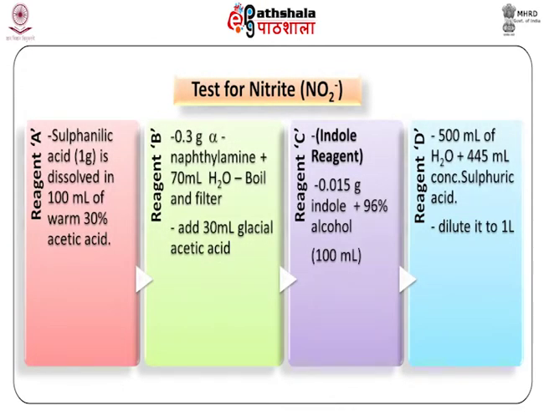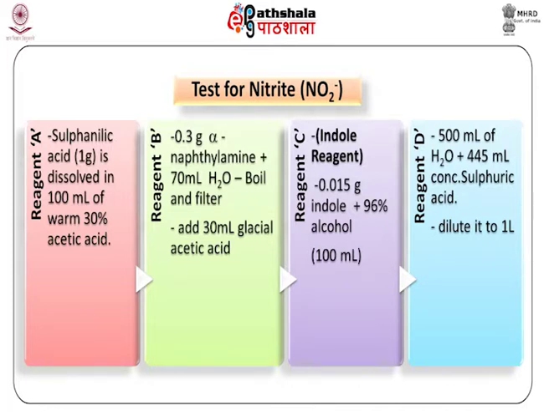Reagent A. Sulfanilic acid, 1 gram, is dissolved in 100 milliliters of warm 30% acetic acid. Reagent B. Take 0.3 grams of alpha naphthylamine and dissolve it in 70 milliliters of distilled water, and it is then kept for boiling and is filtered. Add 30 milliliters of glacial acetic acid to it.